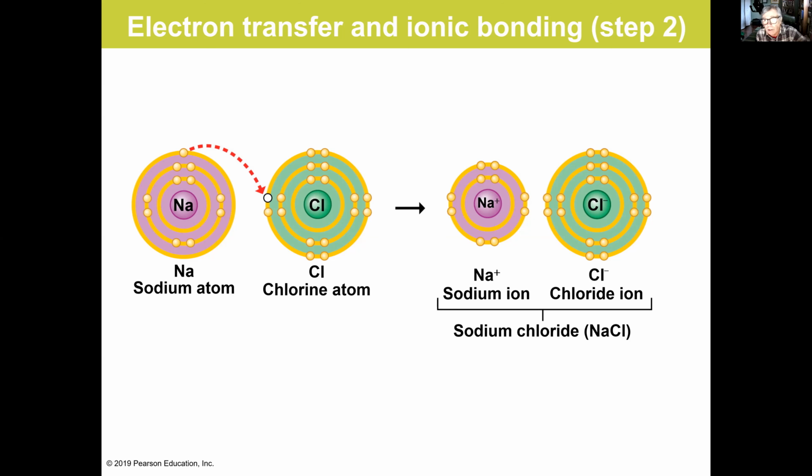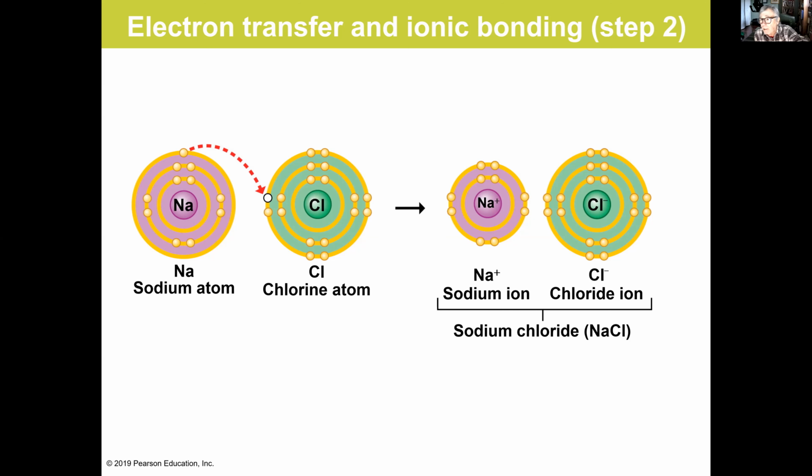Once it gives up an electron, it still has those 11 positives in the nucleus, right? But now how many negative charges is that? 10, not 11. So it has an extra positive charge. So it gets the positive charge, and it's called a cation. All positive ions are called cations, and they've given up electrons.